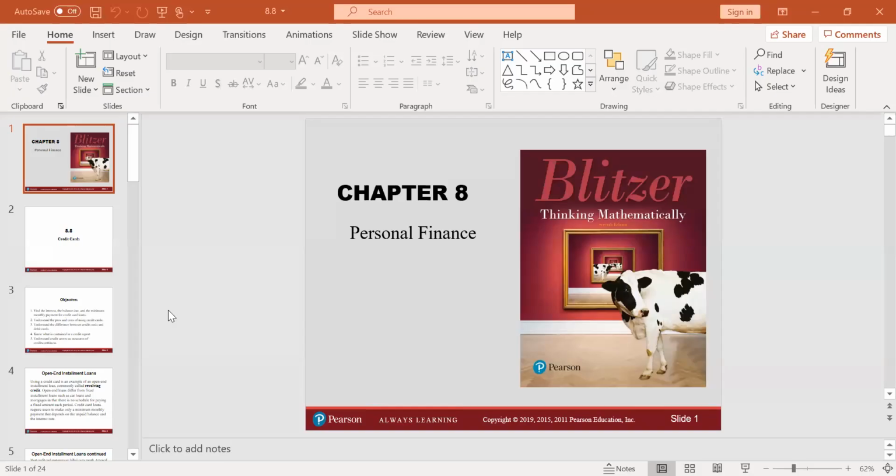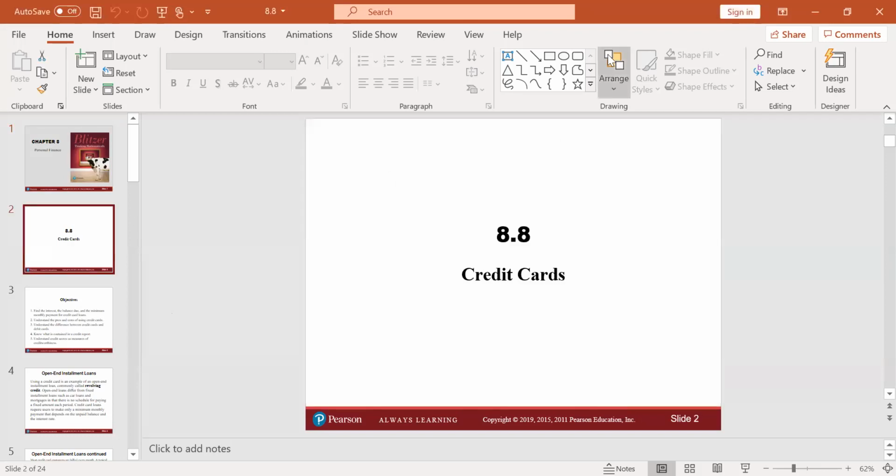Let's look at one other section. Let's talk about credit cards. Credit cards. Uh-oh, credit cards. Are credit cards good? We always hear that they're so terrible. Why are they terrible?